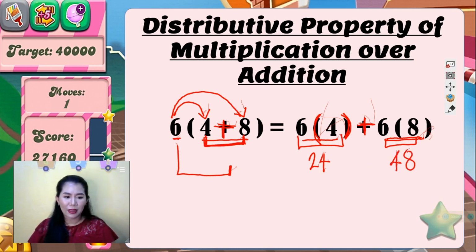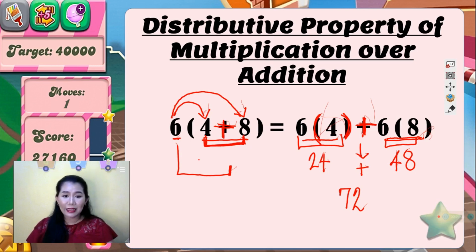Okay. And then, kita nyo yung plus dito. I-bring down lang natin siya. So, plus 24 plus 48 is equal to what? 72. Okay? So, 72 yung sagot natin.